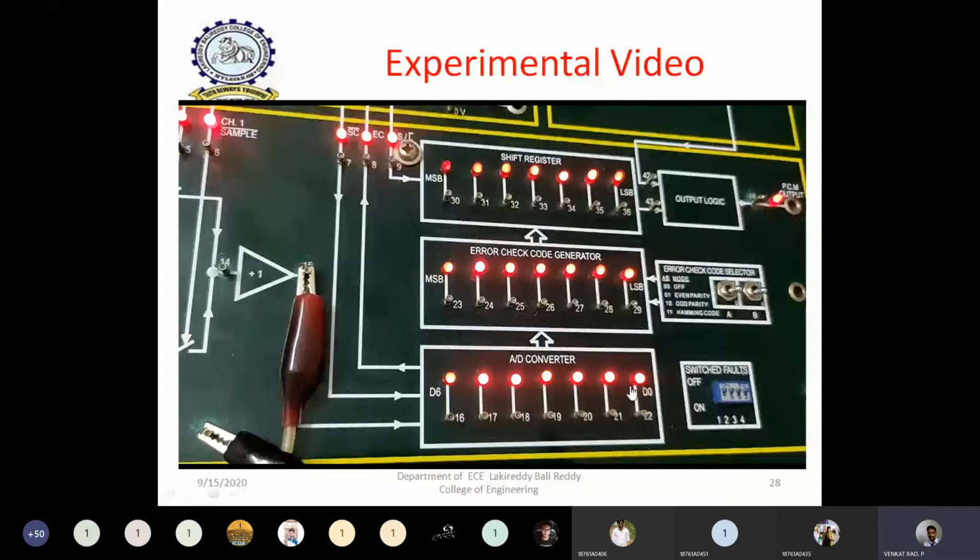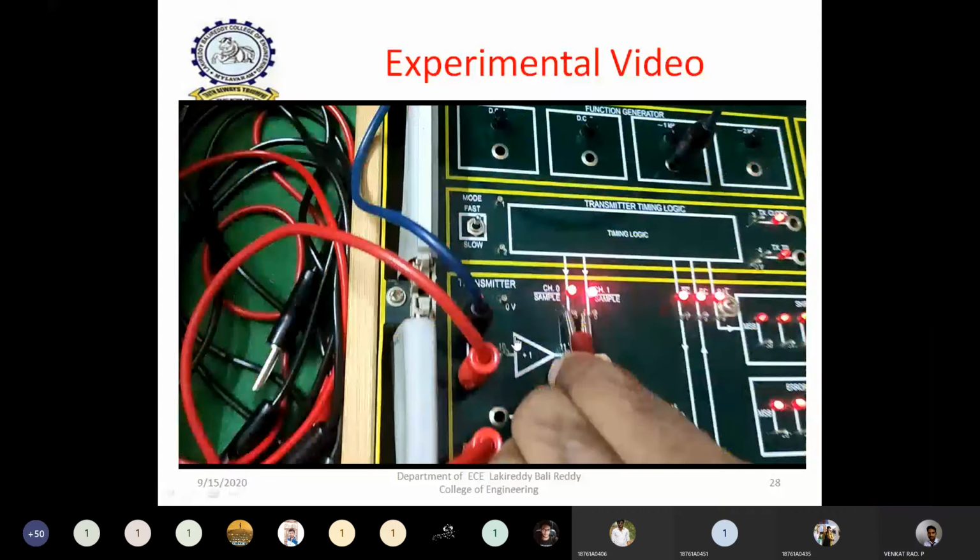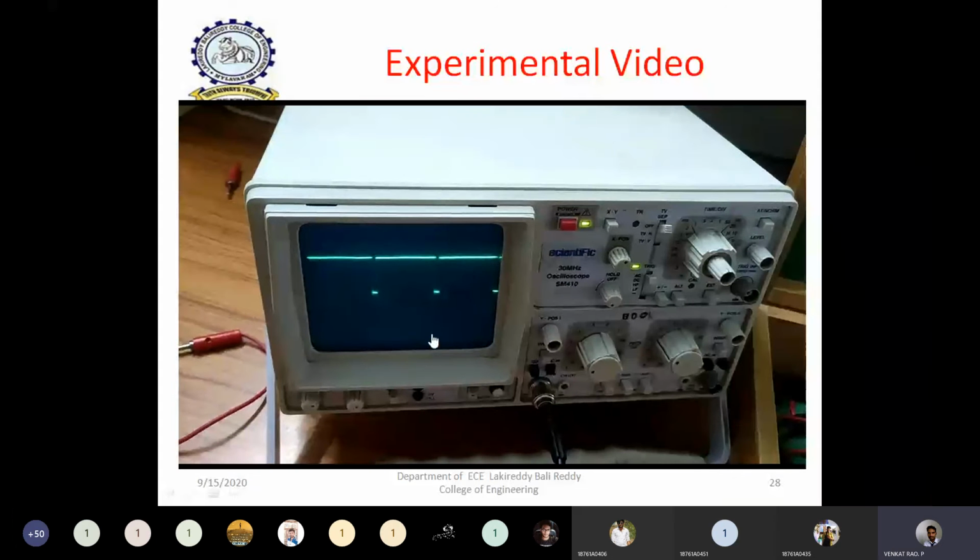These sample values come continuously within a fraction of a second, because the sampling time used is generally in microseconds. So for every 1 microsecond, one sample value is coming. Within a fraction of microseconds these LEDs are changing. That's why we are not able to observe whether an LED is on or off. For this particular sine wave as an analog signal, this is the observation of the clock signal.